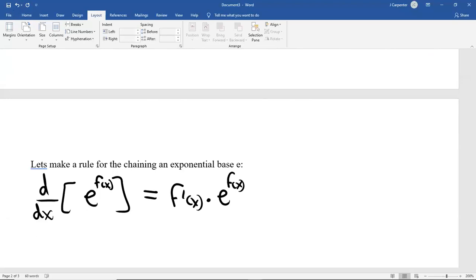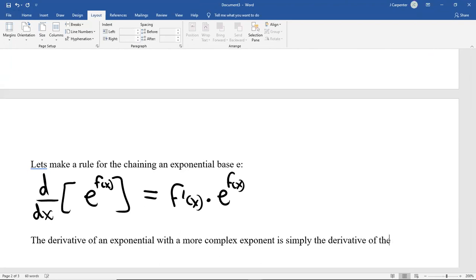So I'll put it below. The derivative of an exponential with a more complex exponent is simply the derivative of the exponent times the original function. That's what that formula says in plain English. If you need to take the derivative of an exponential base e, take the derivative of the exponent, then multiply it by the original function. It's generally not too bad.